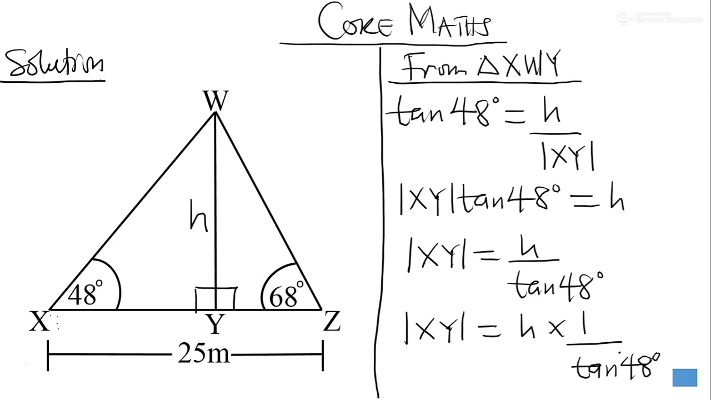Okay, it's the same as H times 1 on what? Tan 48. So we'll find 1 on tan 48 and we'll multiply it by what? By H to get what? XY in terms of H. Good. So let's get the calculator.